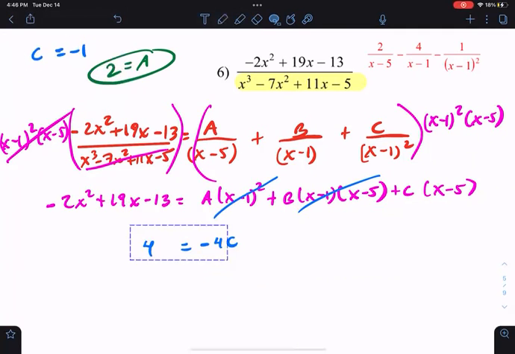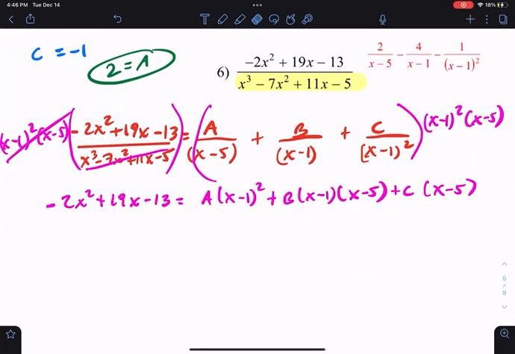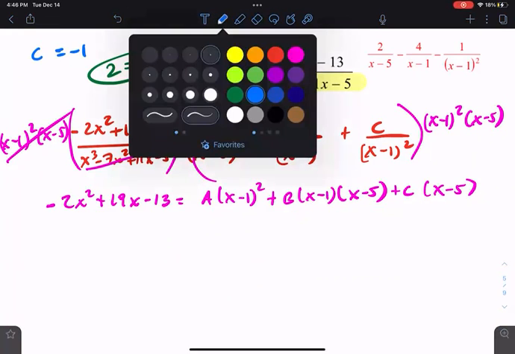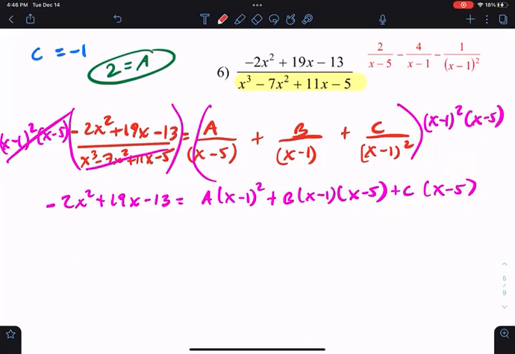Now I need to find the last one. I need to find B, right? And I'm done. So let's see. Let me put that in red. So if I need to find B, okay. So let's use another number that we didn't use before. Let's use 0. If you use 0, you get a positive 5B, right? And then you get negative 5C. And this is going to be negative 13.